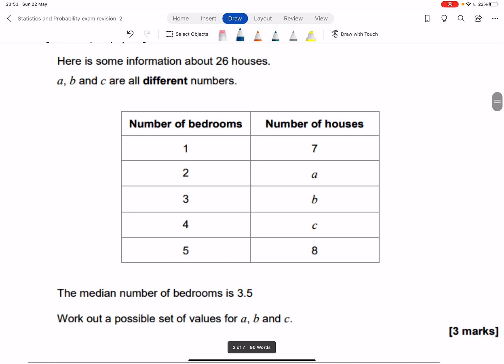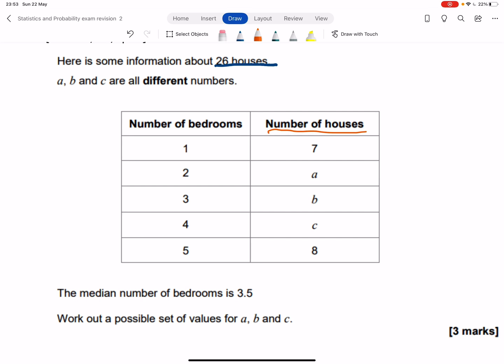Next question. The question on houses. Here is some information about 26 houses. A, B, and C are all different numbers. So we've got A, B, and C here, under number of houses. The median number of bedrooms is 3.5. Work out a possible set of values for A, B, and C.